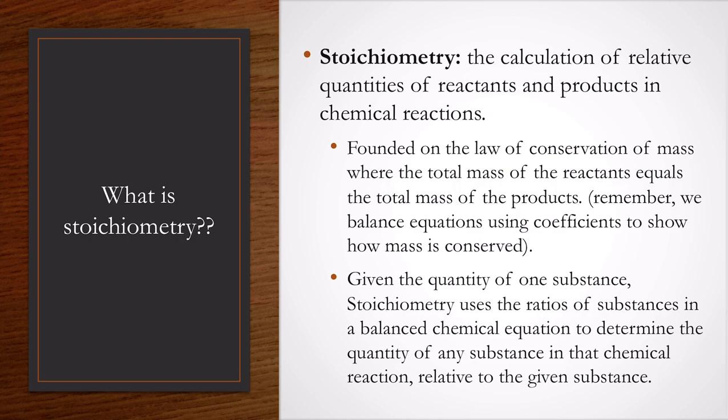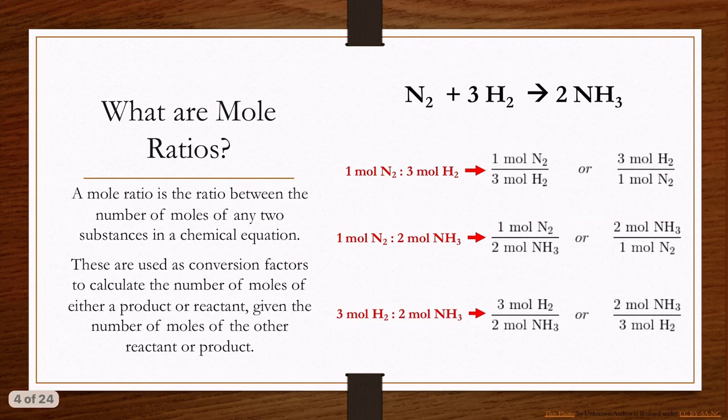All right, and so what this really means is that if we're given the quantity of one substance in a chemical reaction, then we can use stoichiometry, which uses the ratios from that balanced chemical reaction, to calculate the quantity of any substance in that chemical reaction relative to the amount of whatever substance it is that we started with. And in order to perform these stoichiometric calculations, we have to use something called the mole ratio. And the mole ratio is basically what makes stoichiometry.